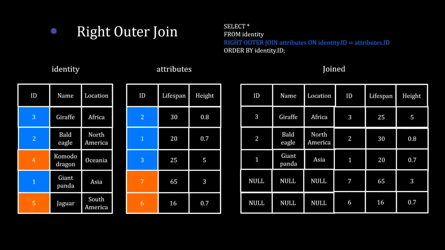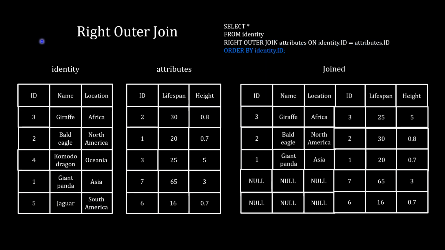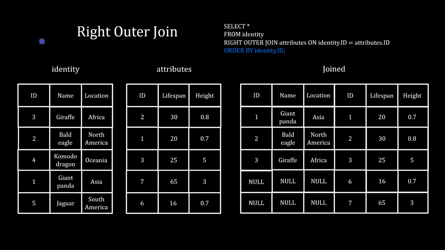So we can see now that on the right hand side we have all of the records from the attributes table, and on the left hand side we only have the records that were joined via an ID on the attributes table. So it's almost opposite in the way it looks from the left outer join, but it's a very similar sort of process that you go through. And once again we're going to be ordering by the identity.id. So this is going to order here, so this neatens it up, and that's how you would go about completing a right outer join in SQL.